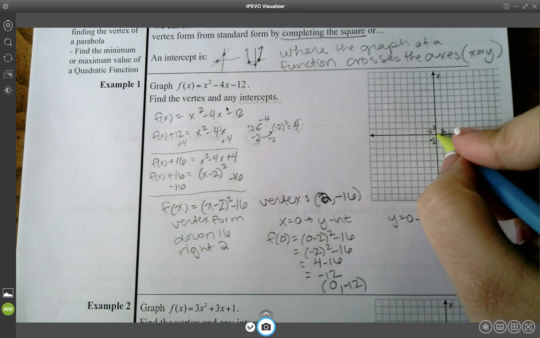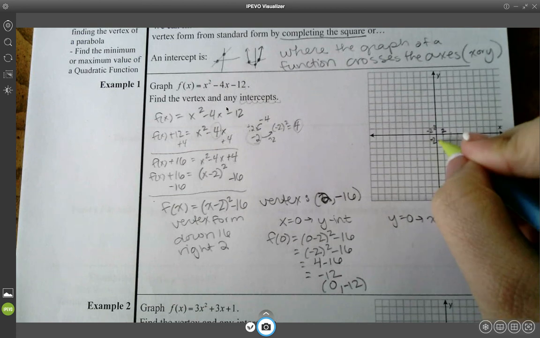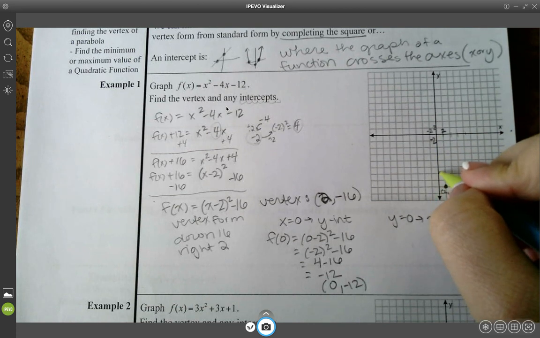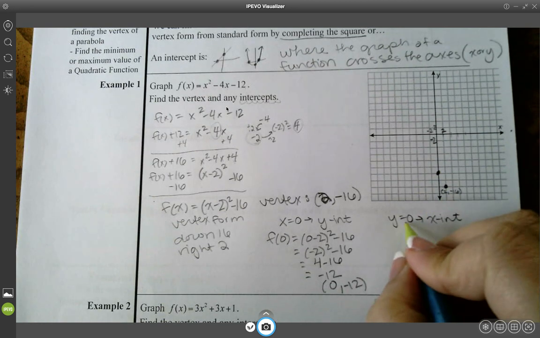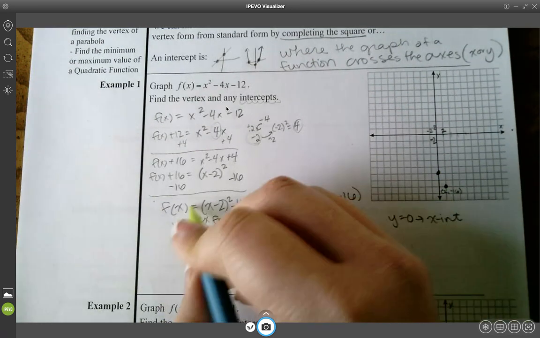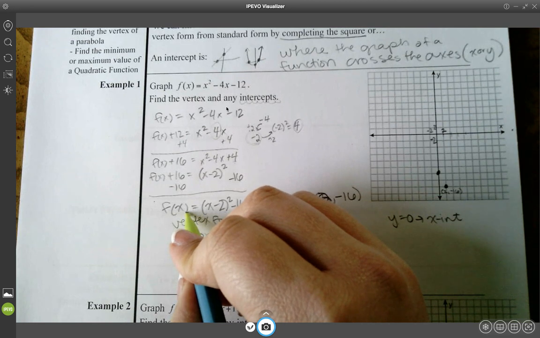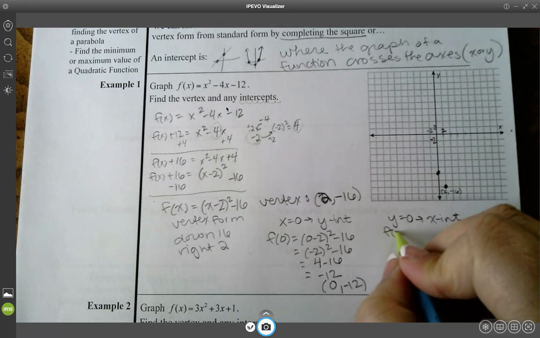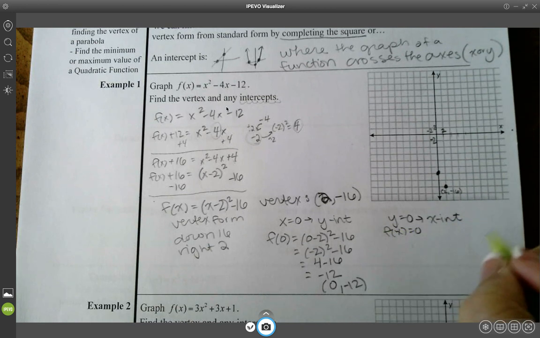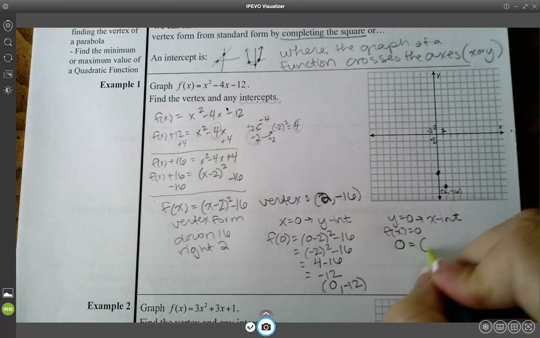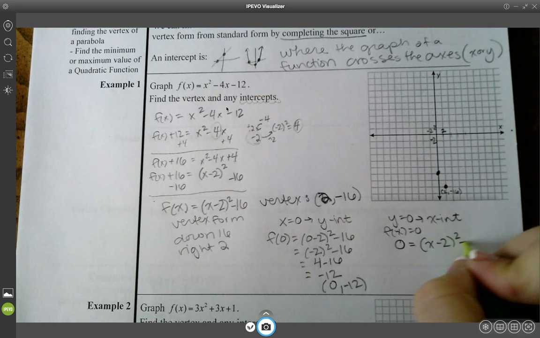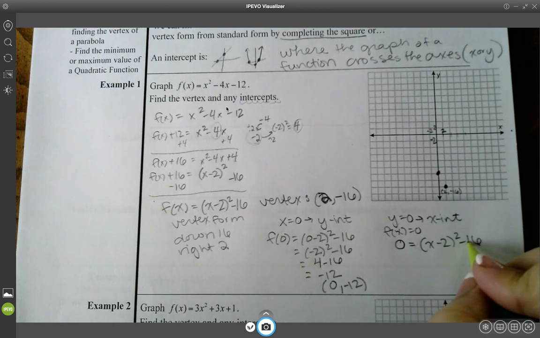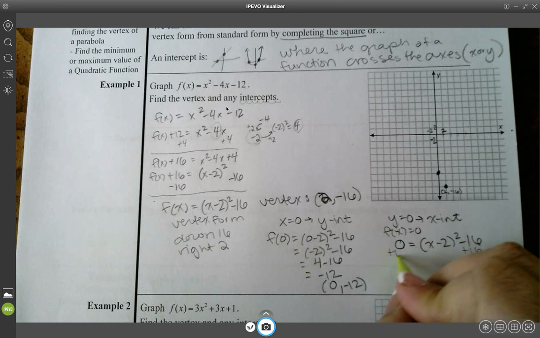So 0, negative 12. 2, 4, 6, 8, 10, 12. There's our intercept. And then when y is 0, and remember y is the same as f of x, it's just two different names for the same thing. So this is the same as setting f of x equal to 0. So we have 0 equals x minus 2 squared minus 16. Add 16 to both sides.